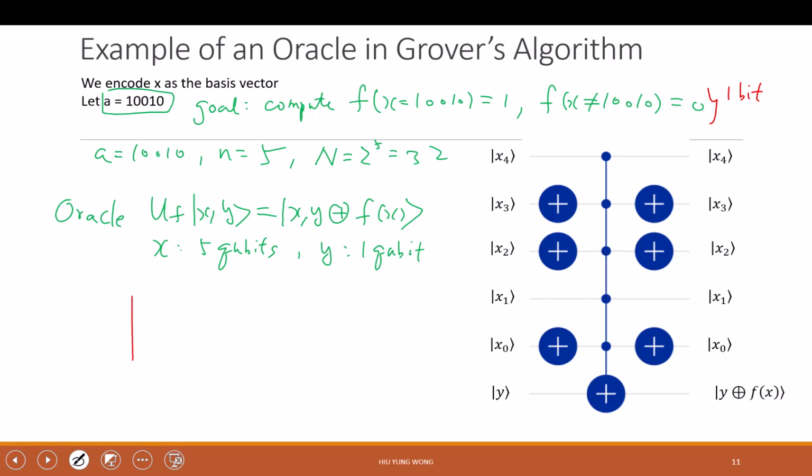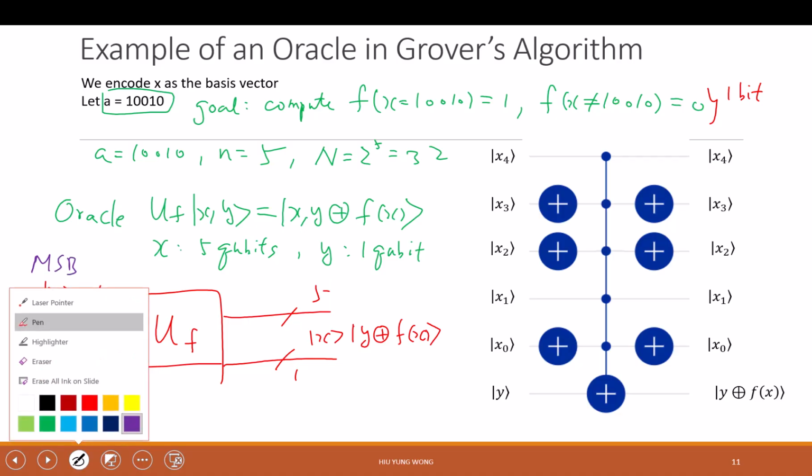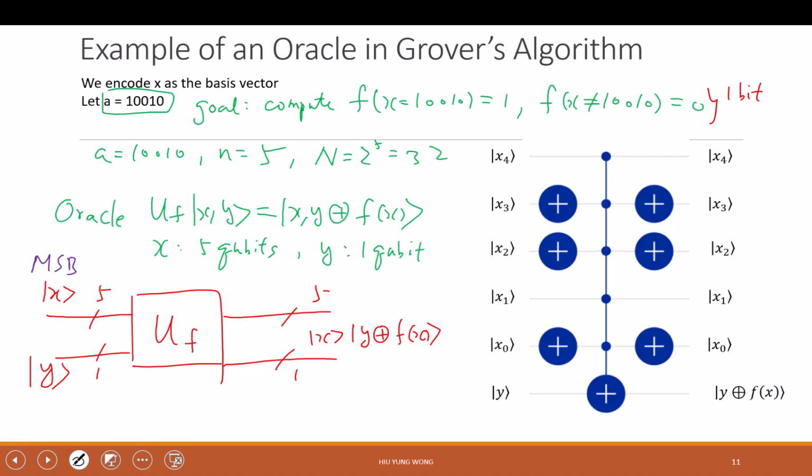Right? So if I draw it, it will be something like this. X, 5 qubits, Y, 1 qubit. Output is still X, and this will still be Y, but this is going to be Y exclusive or f of x. Is this okay? And of course, this time I put the top as MSB because the x is on top. So this is the quantum oracle that I have.